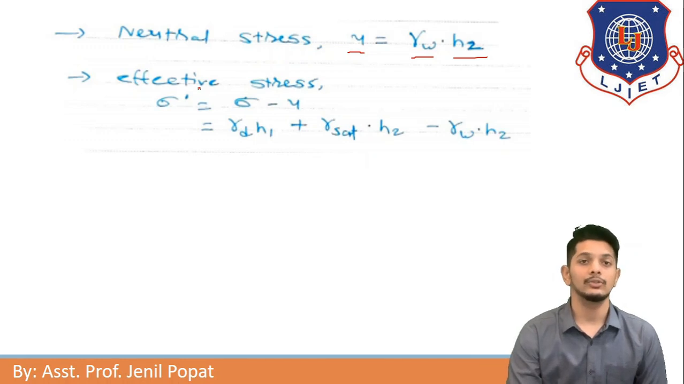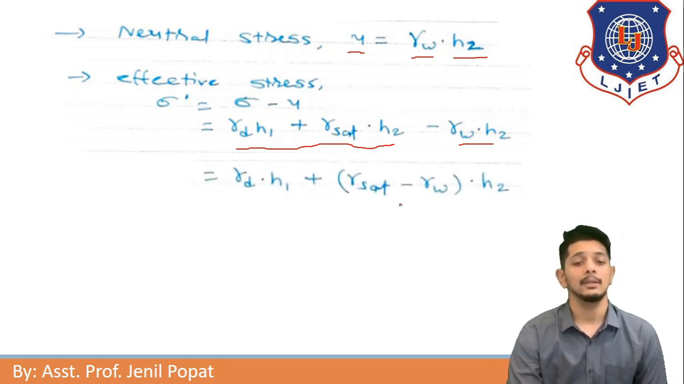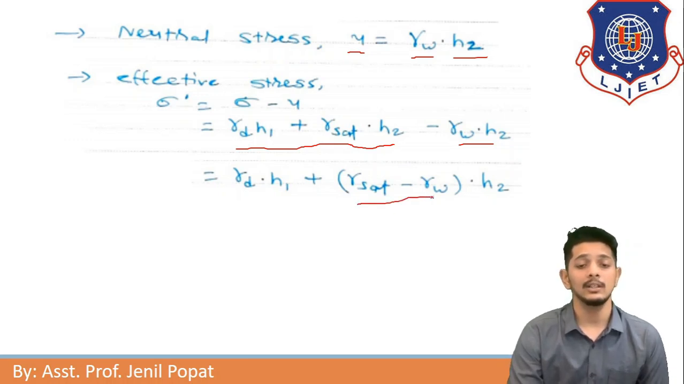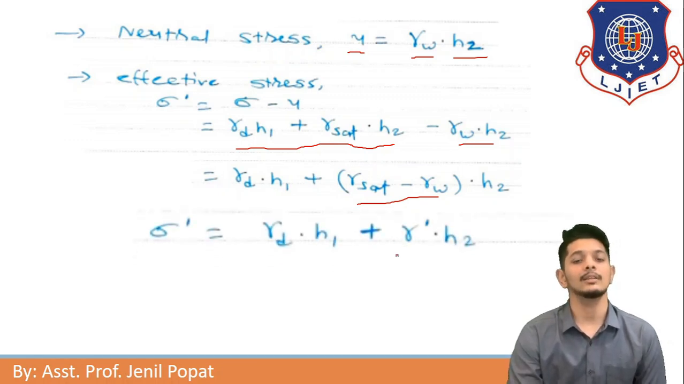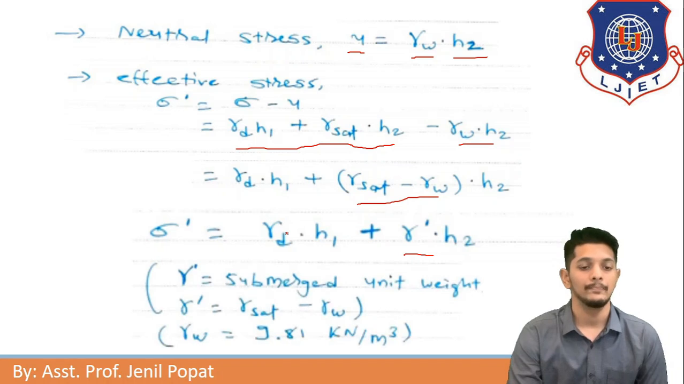Let us find out effective stress. Effective stress is given by sigma dash is equal to sigma minus U. Now total stress sigma we found out is gamma d H1 plus gamma saturated into H2, minus this neutral stress gamma W into H2. So effective stress becomes gamma d H1 plus gamma saturated minus gamma W into H2. Gamma saturated minus gamma W is the submerged unit weight, also denoted by gamma dash. So effective stress becomes gamma d H1 plus gamma dash into H2.